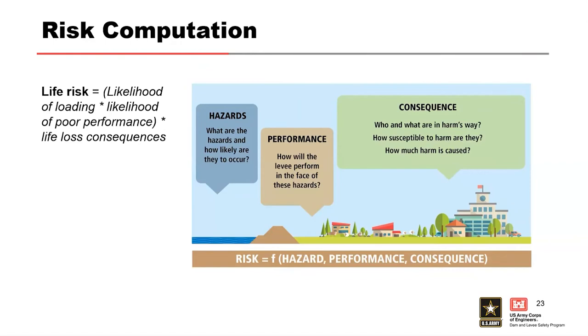But that's not telling the whole picture, right? You can have a levee that's in really great shape, but if it were to fail, it could cause really high life loss consequences. A good example of that's New Orleans. We've spent a lot of money improving those levees in New Orleans, and the likelihood of those levees failing is quite low. Those are robust flood risk management structures, but if they failed, New Orleans is below sea level, has a lot of water that could flood a large area rather quickly. The potential consequences are dire, right?